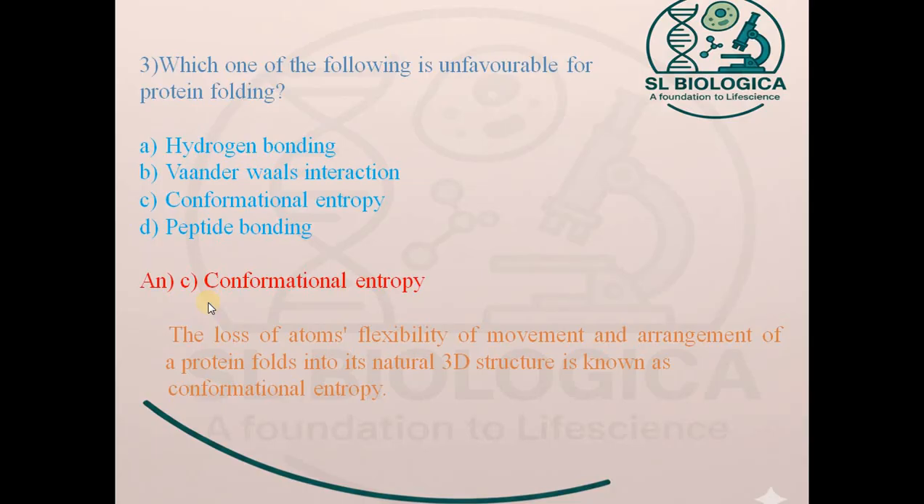So conformational entropy is not needed for protein folding, so it is the unfavorable character for protein folding. Option D, peptide bonding, is an essential bonding for the protein structure. So automatically the answer will be C, conformational entropy.